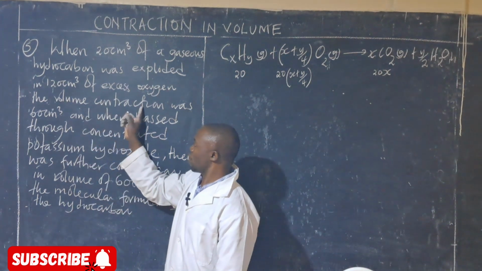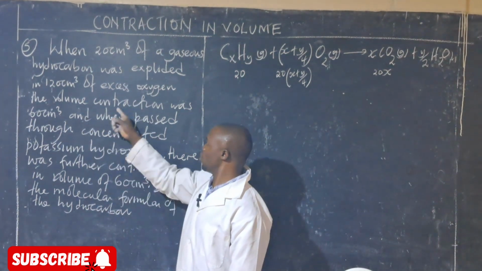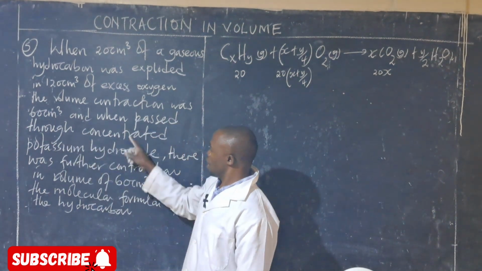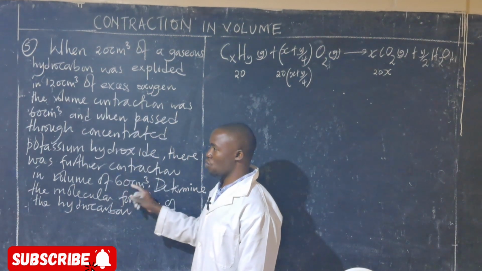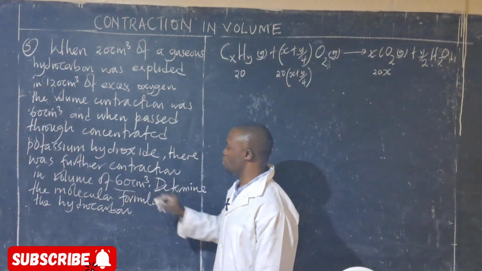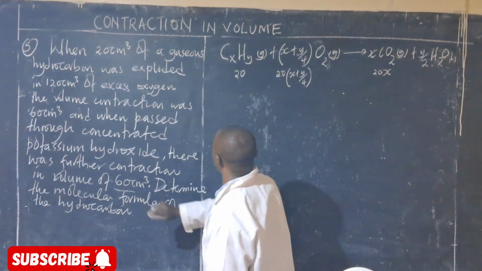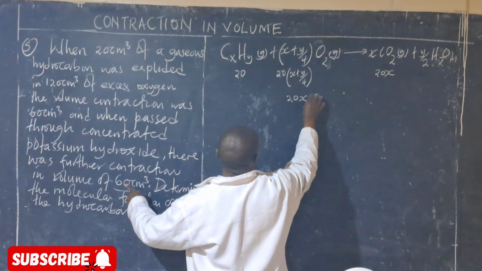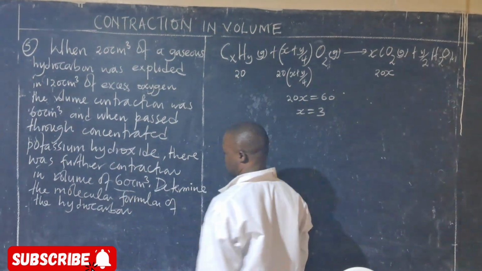The volume contraction, of course, there is cooling, though the question has not shown it there, the volume contraction was 60. That's the first contraction. And when passed through concentrated potassium hydroxide, there was a further contraction of 60. So this is the volume of carbon dioxide. So you can equally say 20x is equal to 60, meaning x is equal to 3.